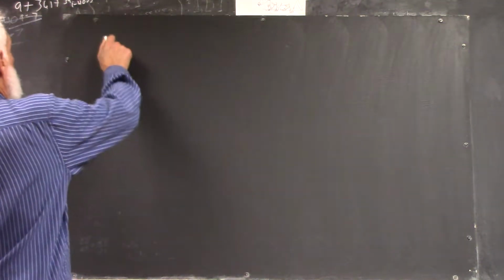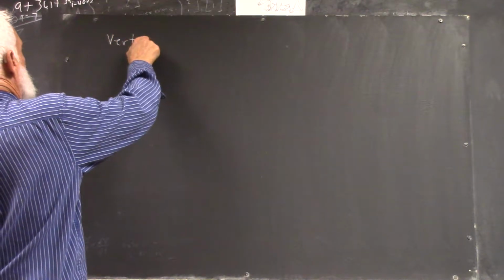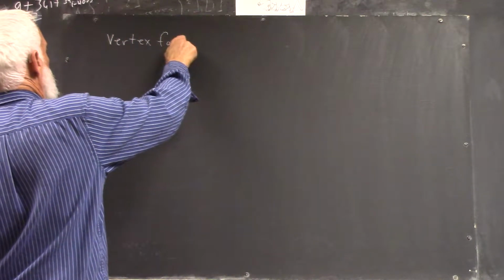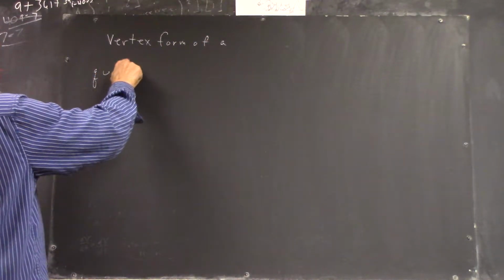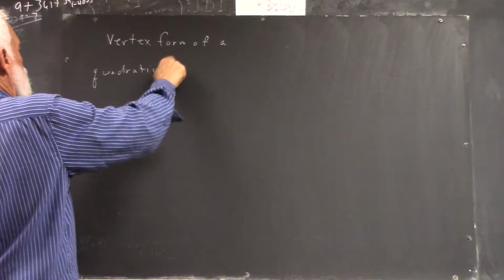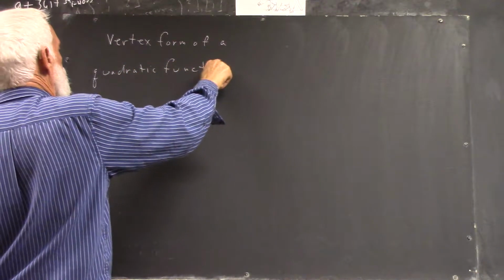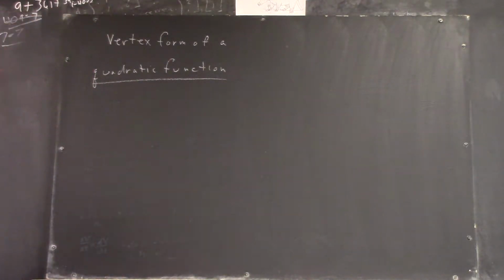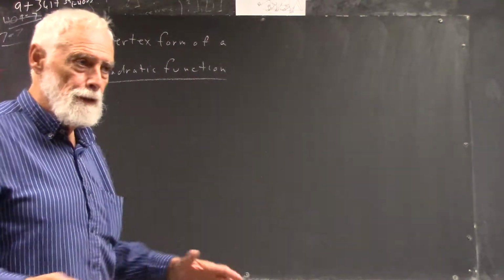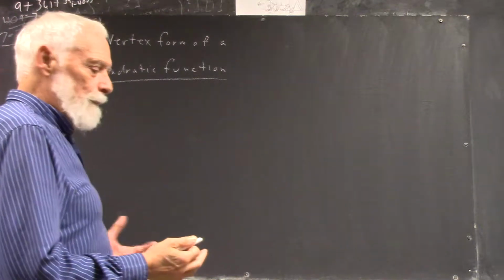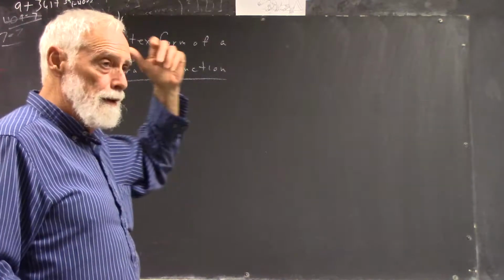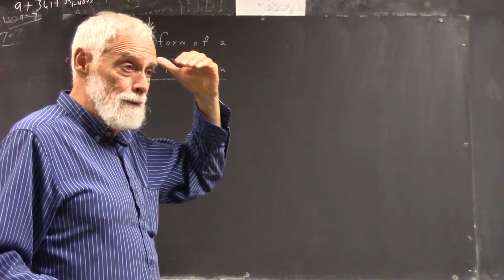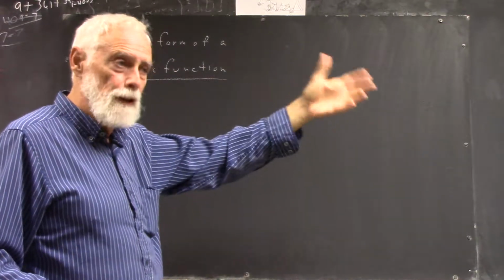Okay, we have a question about the vertex form of a quadratic function. Now, your question was in the context of: you're given a parabola, or a quadratic function in general form, ax squared plus bx plus c.